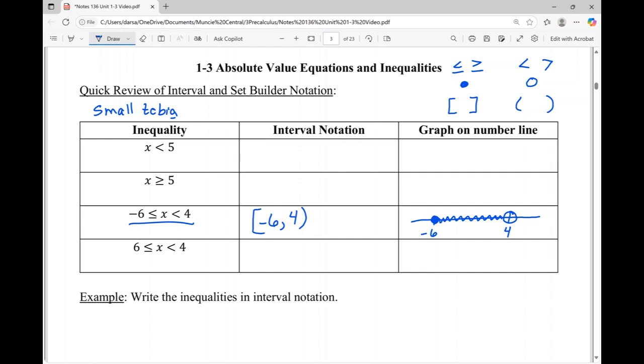We will use it all the way through pre-calculus and calculus. You're going to need to get very used to interval notation.